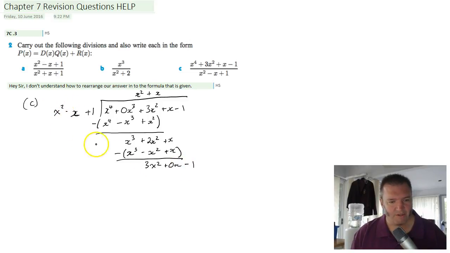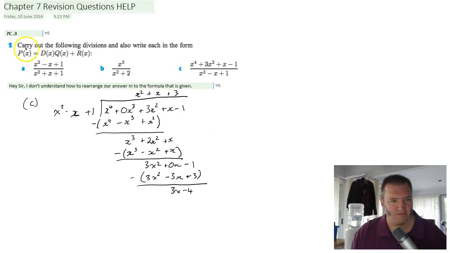This will be the last time because the x squared is the same power, so it goes in 3 times. Let's put 3 in there. 3x squared minus 3x plus 3. Do our subtraction. And we're going to have 3x minus 4 is the remainder.